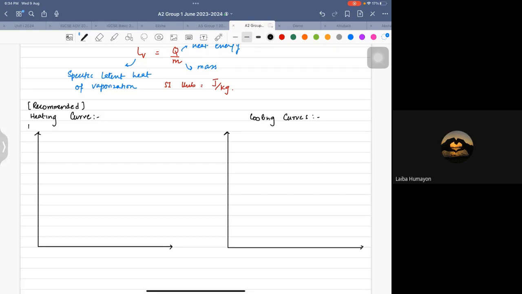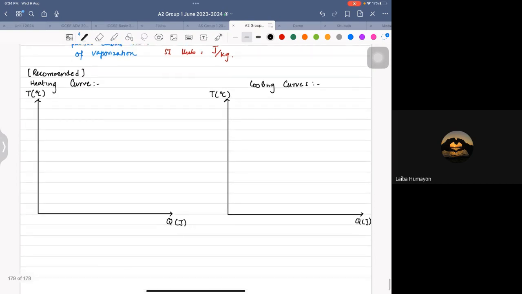So here we have temperature in degrees Celsius or Kelvins, doesn't really matter. Joules, temperature, and energy in joules. So heating curve means that you're heating something. When you're heating, obviously it will take some time to reach a new temperature.